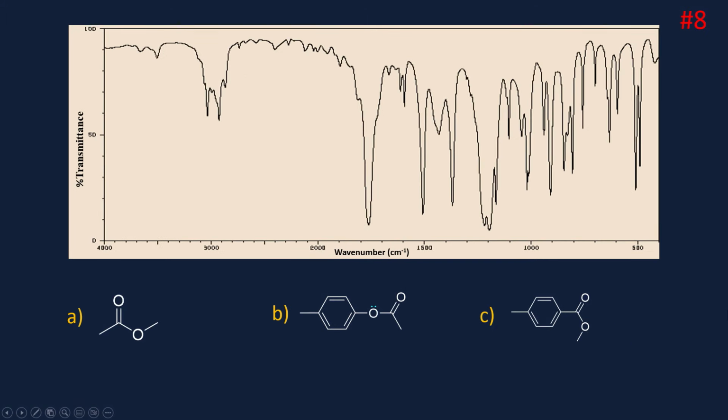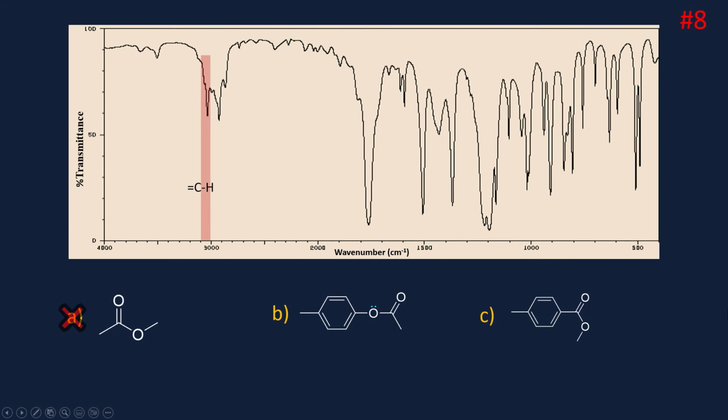Now let's move on to spectrum number 8. Looking at the choices, we have three ester molecules. But note that we have an sp2 hybridized carbon hydrogen stretch at 3100, so we can eliminate choice A. So which one of these is the correct answer? The difference between them is the position of the carbonyl group. One is beside the ring, so it's conjugated, and in the other the oxygen is beside the ring.